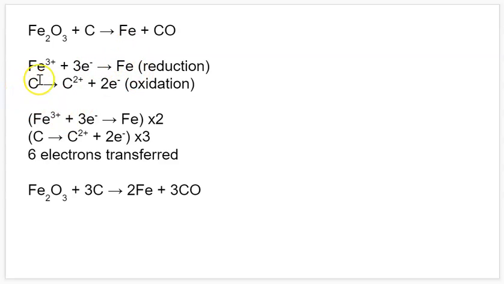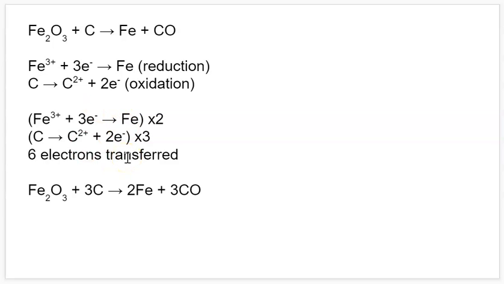And then carbon, which went from neutral to 2+, must have lost 2 electrons. So I put those on the product side. So I have carbon becoming carbon 2+ plus 2 electrons. I have my reduction and I have my oxidation. Now I need to balance the electrons. So similar to the last one, I have a 3-2 situation. So I'm going to multiply this half reaction by 2 and this half reaction by 3.